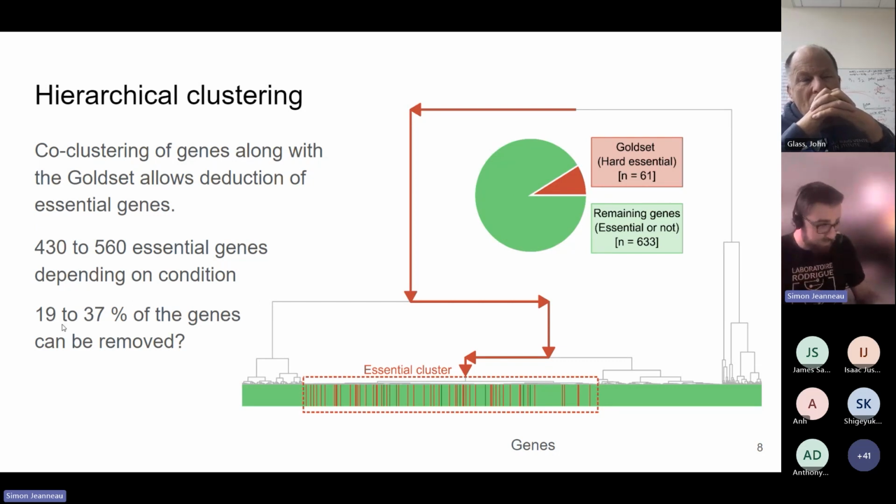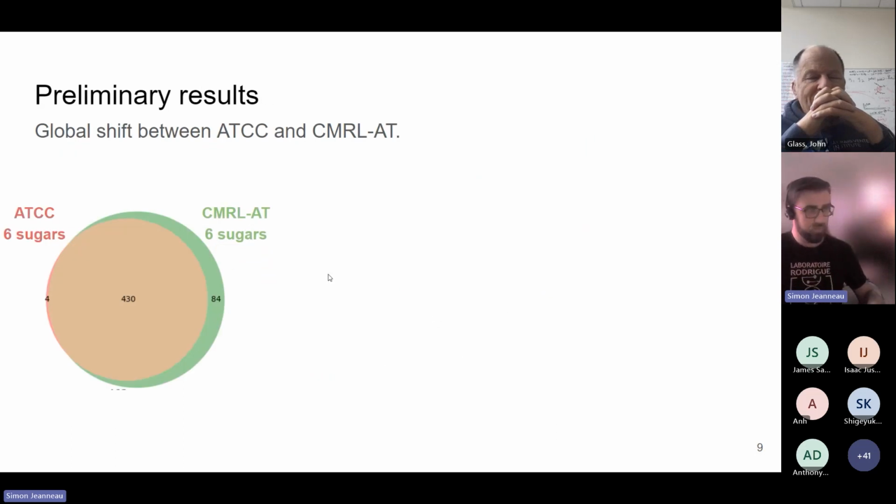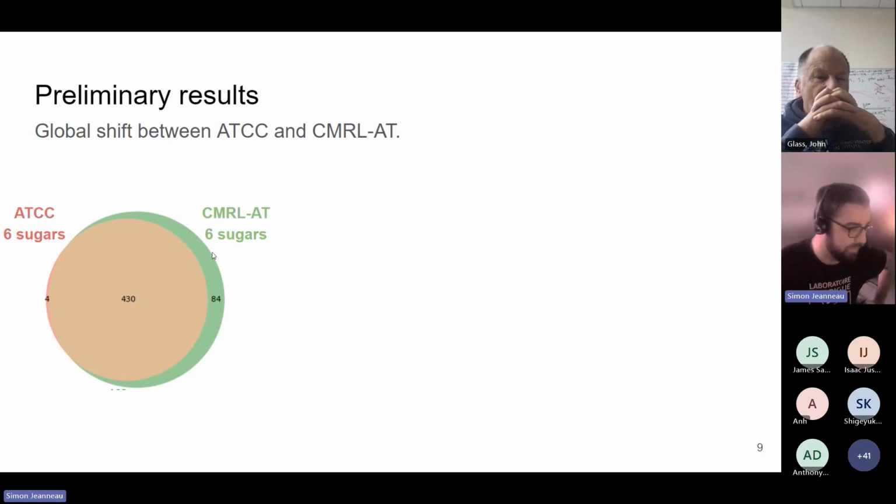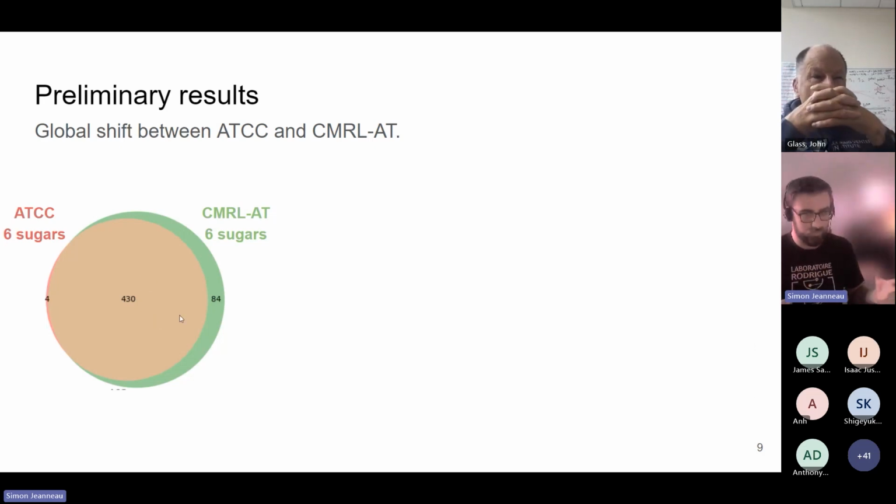But we still have like 20 to 40% of genes that could be removed according to these numbers. So we are at the very beginning of this approach, but still, I checked out what were the different essential genes in some of the sets for curiosity purposes, and we see that there are a lot of genes essential in the two media, for instance, ATCC and Similarity, but there is quite a shift in essentiality with Similarity.